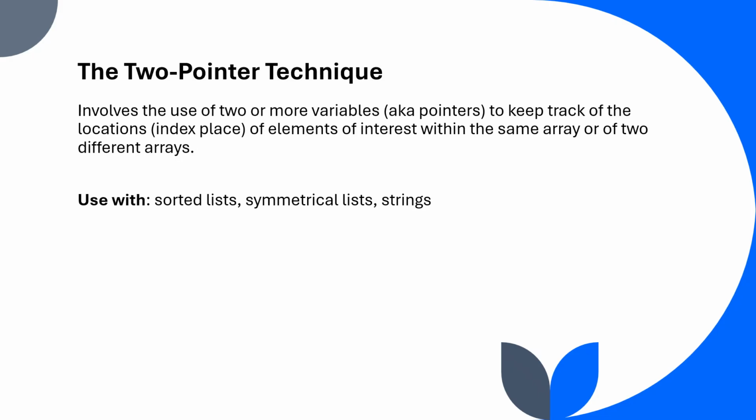The two-pointer technique involves the use of two or more variables, which we call pointers, to keep track of the location or the index place of elements of interest within the same array or of two different arrays. So this technique is often used with sorted lists, symmetrical lists, or strings.